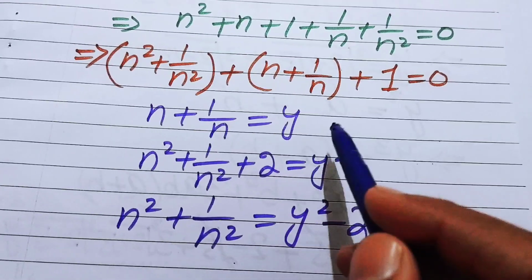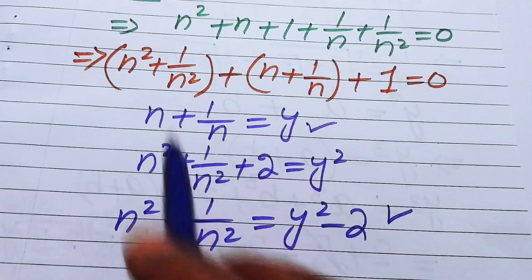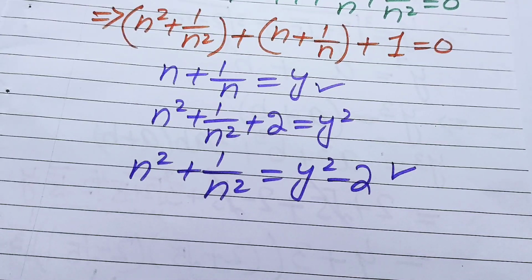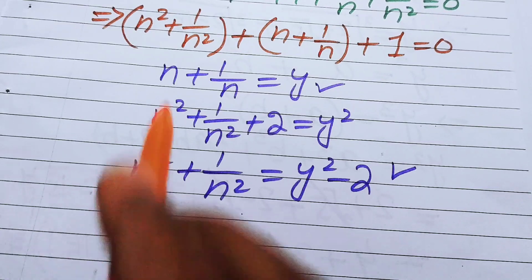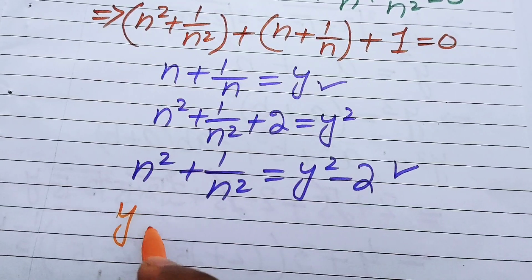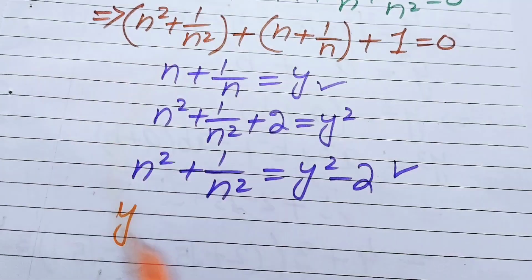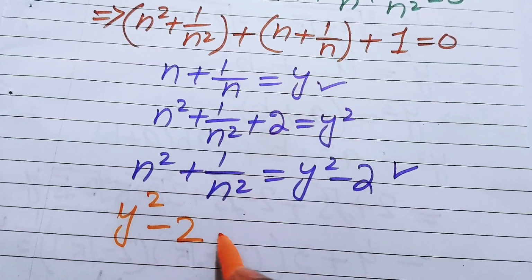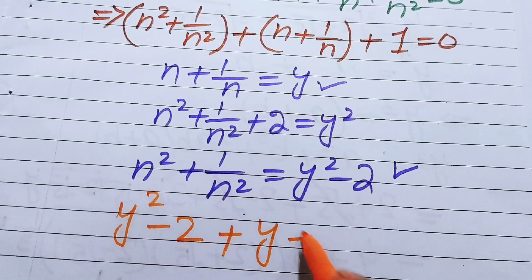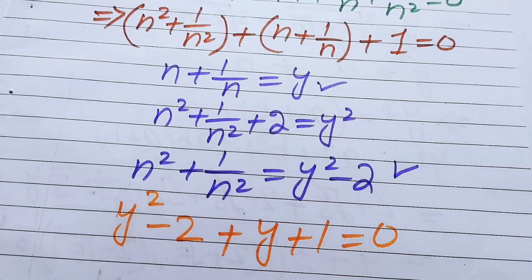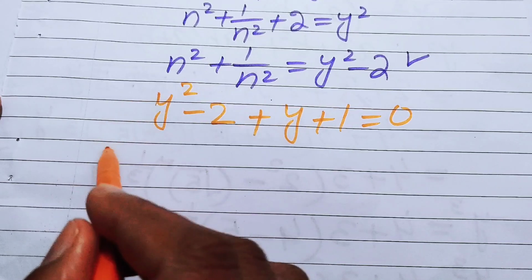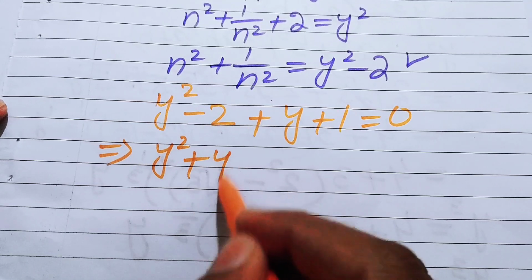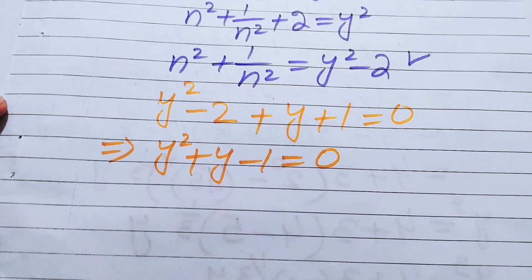So we put the value of n + 1/n and n² + 1/n² in this equation, and we get its output in this way. So here you have y: the value of n² + 1/n² is y² − 2, and the value of n + 1/n is y, and this is + 1, and the whole equals 0. So we get here the quadratic equation: y² + y − 1 = 0.